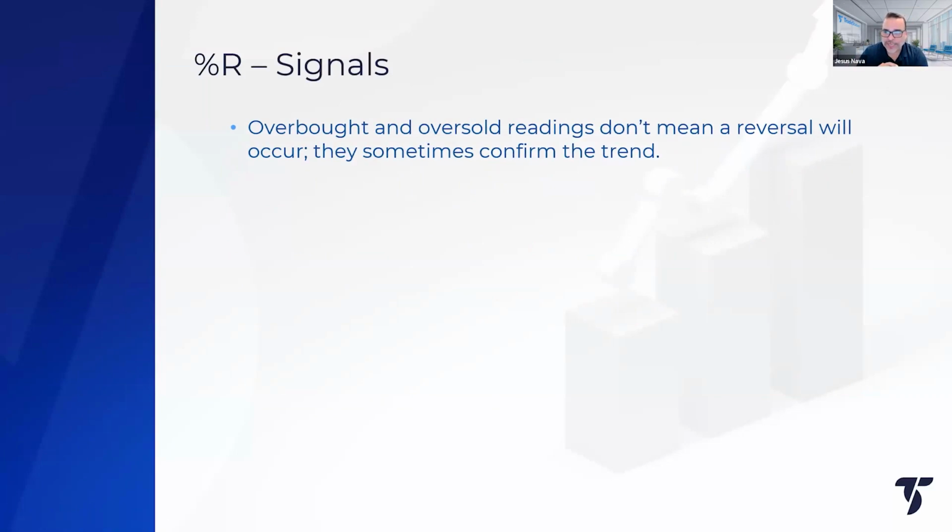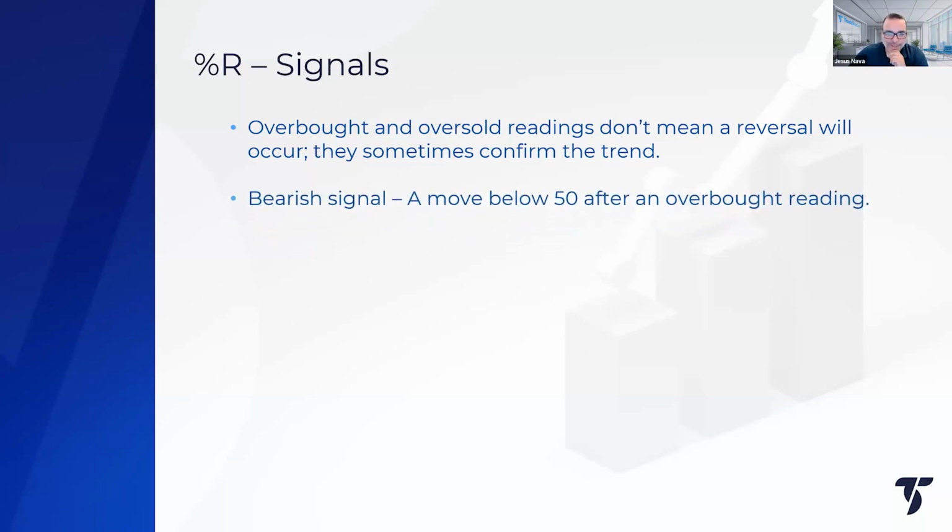Overbought and oversold readings don't mean a reversal. We talked about that because once a security becomes overbought or oversold, it could maintain its overbought and oversold status for a prolonged period of time. So what they do is they're just sometimes confirming the trend. Yes, it's overbought, but it's because it's going up. It's just going to continue to go up, right? And sometimes it'll just be overbought for a period of time.